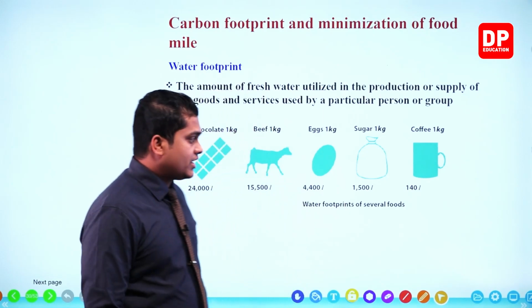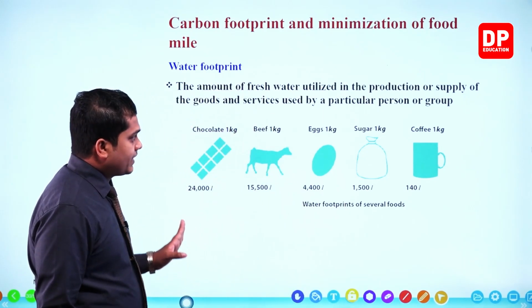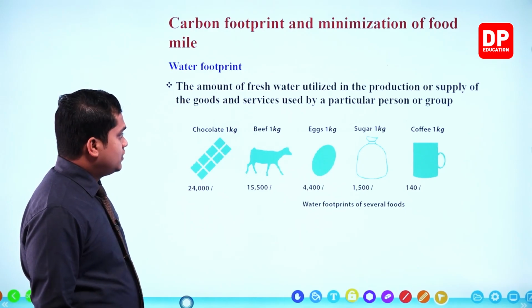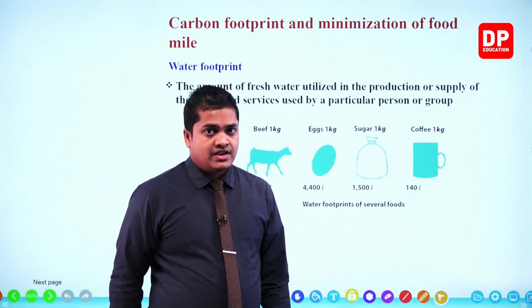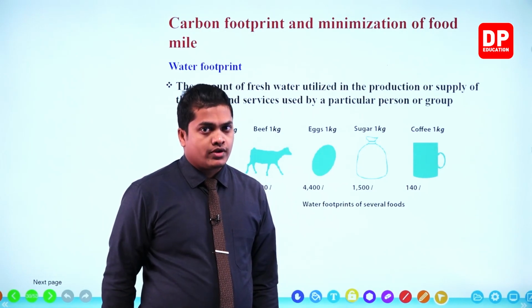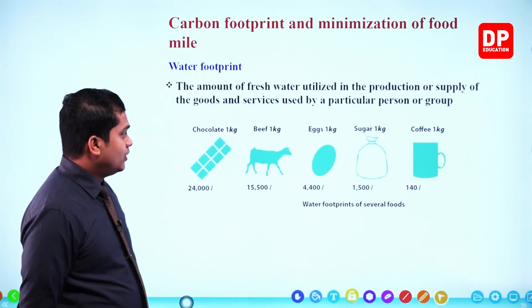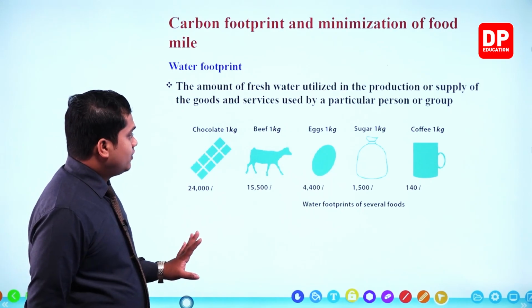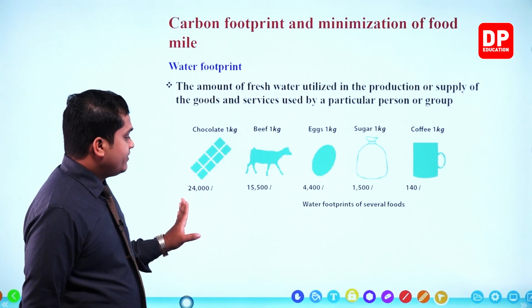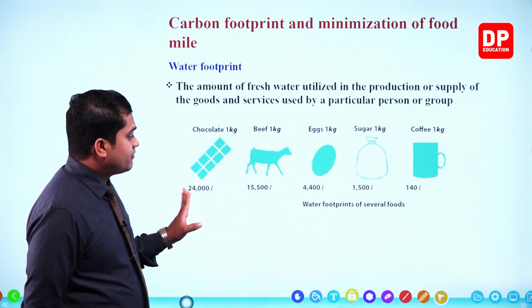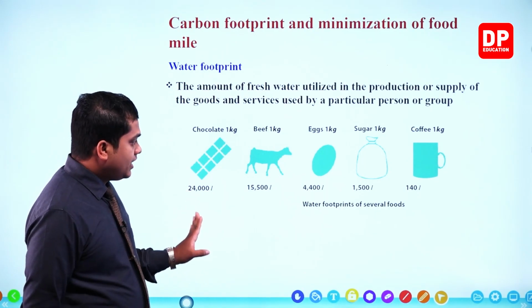So here you are given several examples of water footprints. All of these are given according to a unit mass, my dear children. That means per 1 kilogram. So per unit mass, for about 1 kilogram of chocolate, 24,000 liters of fresh water is needed.